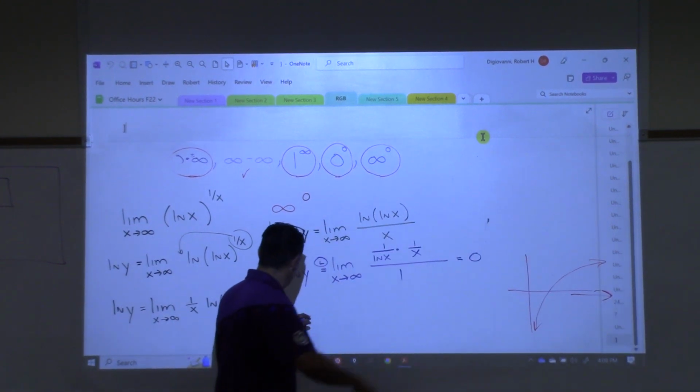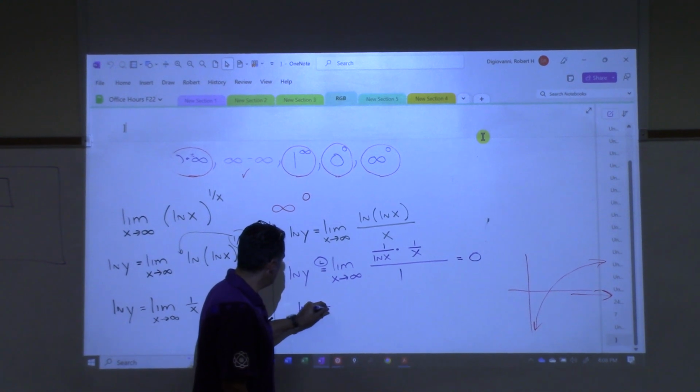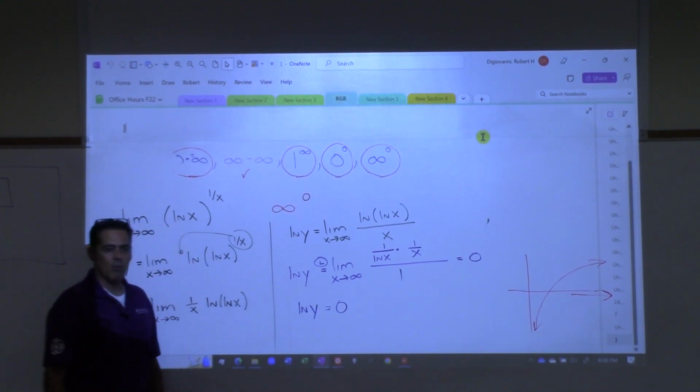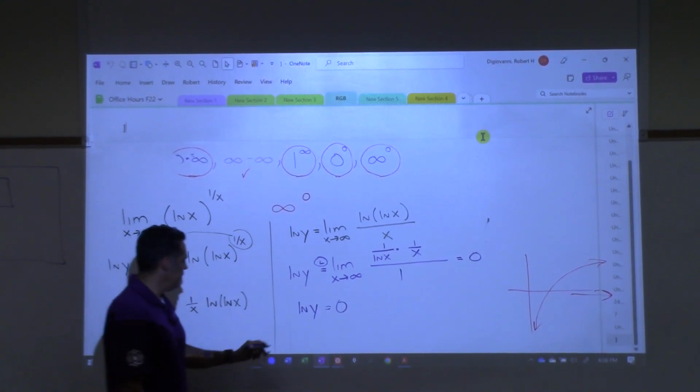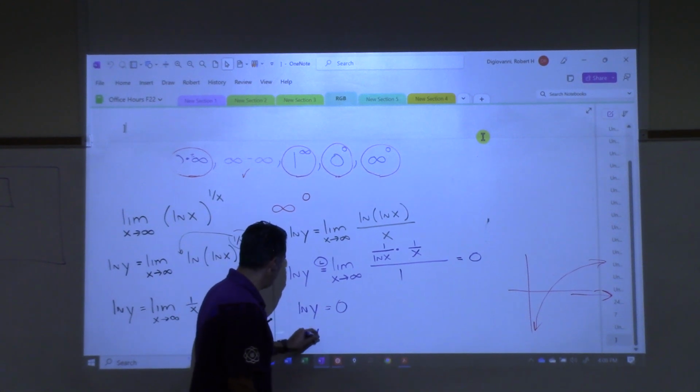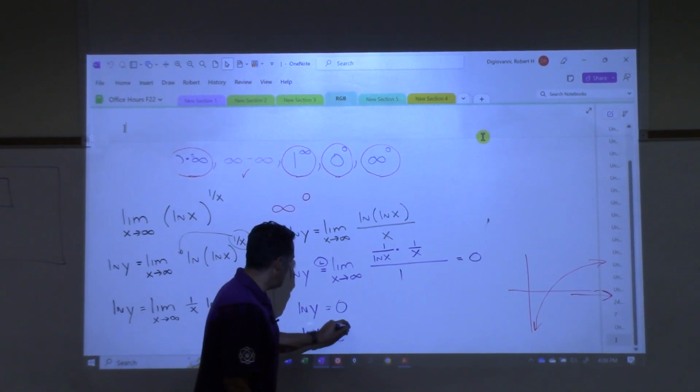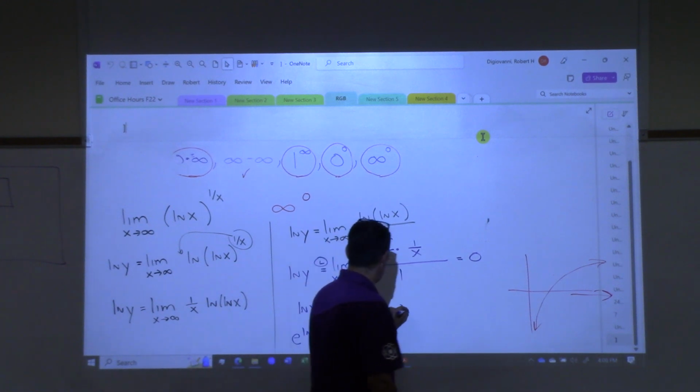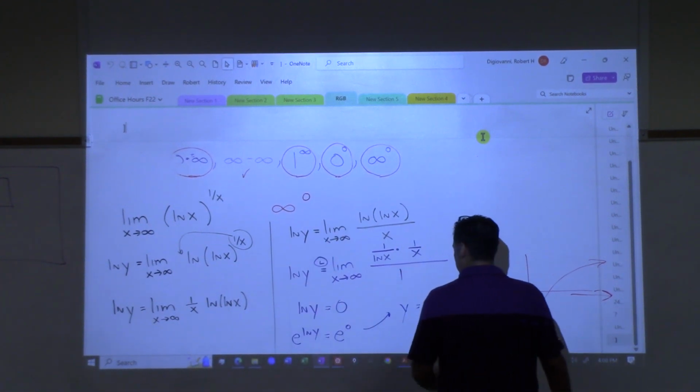And so we're not done. Natural log of y equals 0. Now you have to get y, so you kill off the natural log with e. E to the natural log y equals e to the 0. And that means that y equals e to the 0, which is 1.